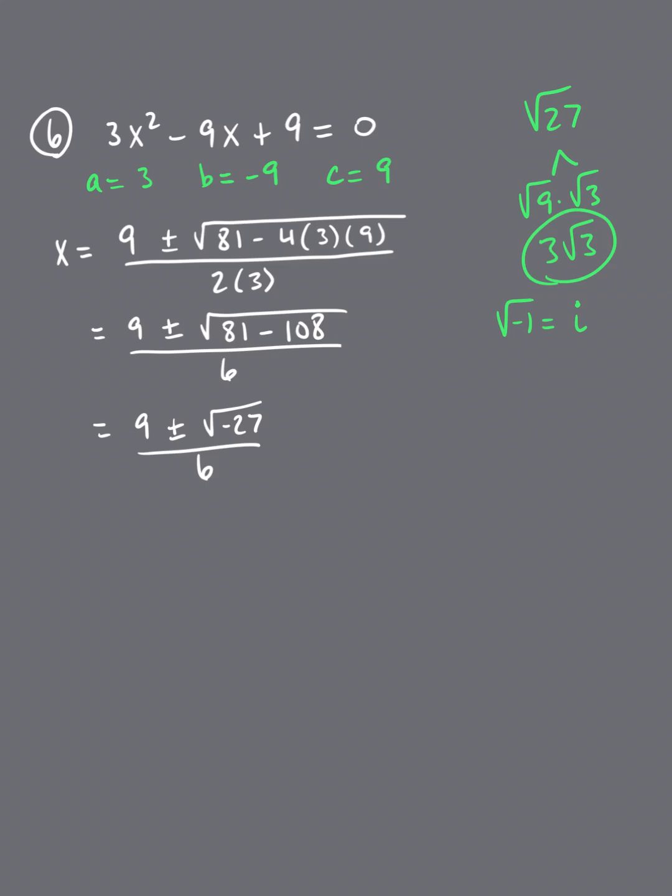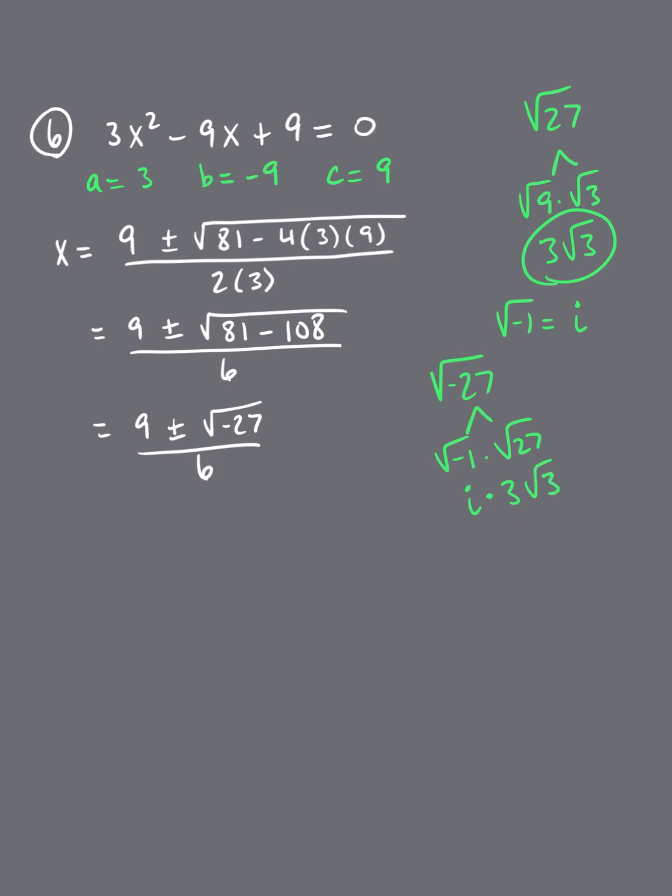So what we can do is whenever you have the square root of a negative number, it's the square root of -1 times that number. So the square root of -1 is I. You always write the square root of -1 as I. And then we simplify the square root of 27 as 3 times the square root of 3.